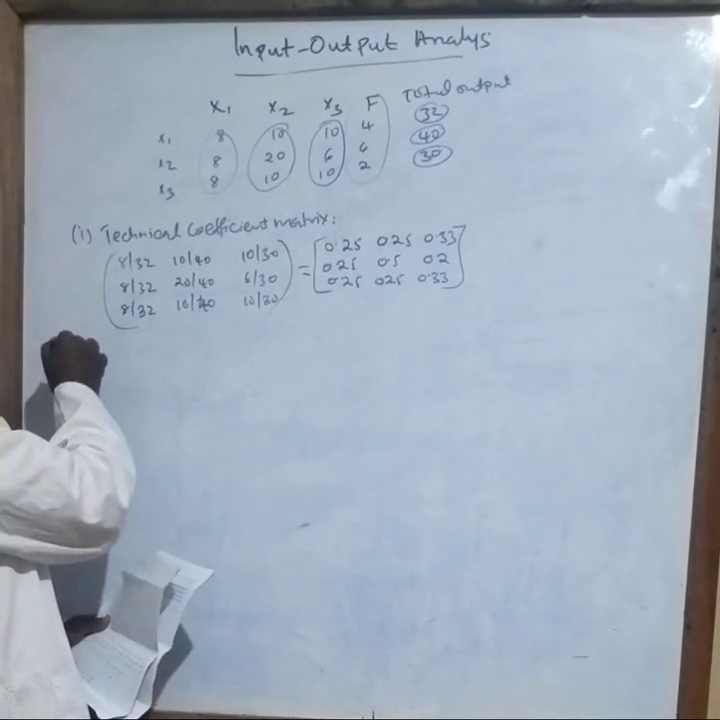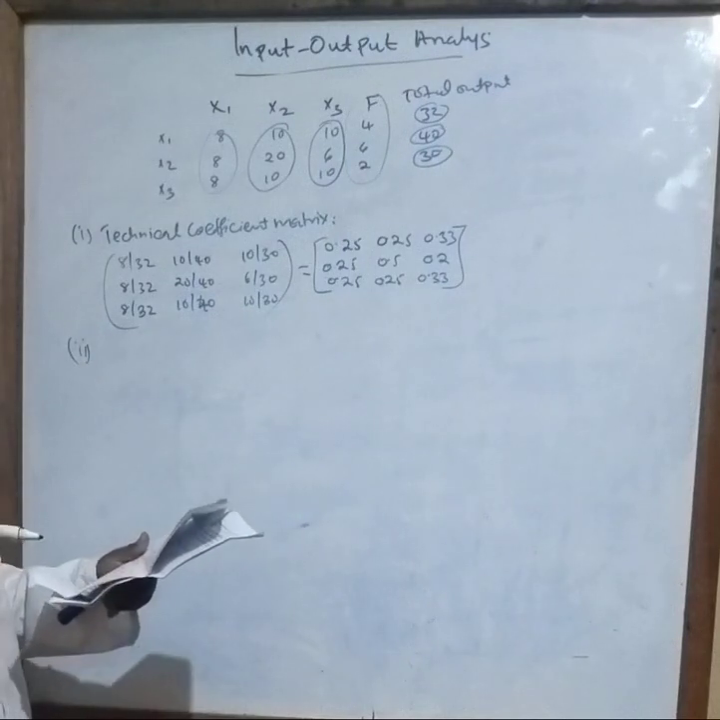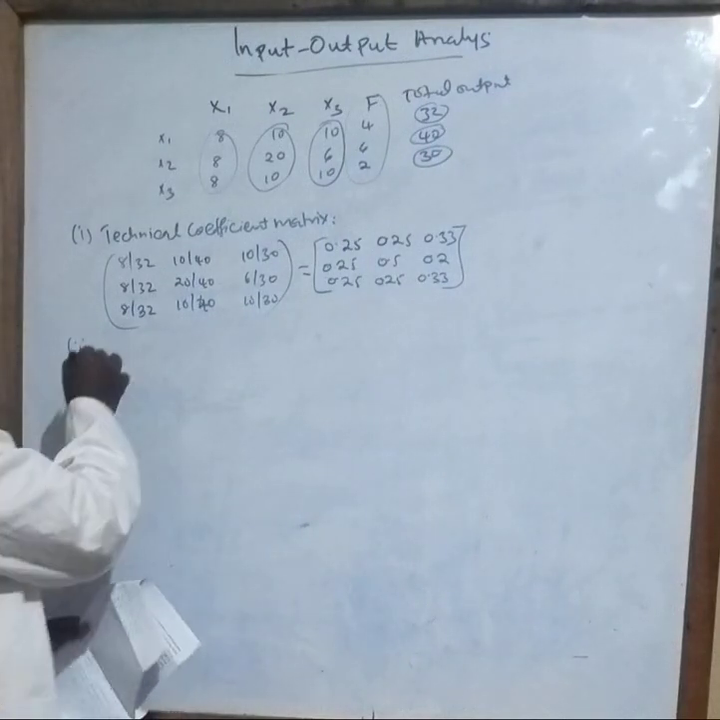We go to the last column. It is saying calculate what? The total output.